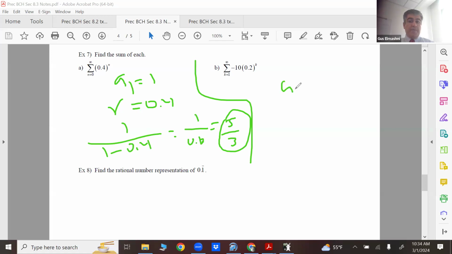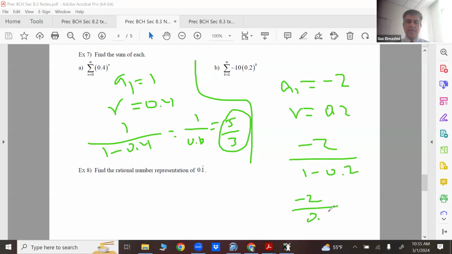What's your first term here? Not -2. Oh, sorry, it is -2. Sorry, I thought you said -10. Yes, sorry, I'm just a little sleep deprived. Yes, there we go. And what's the R? Good. -2.5, I think. Yep.